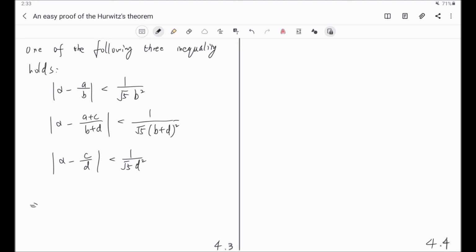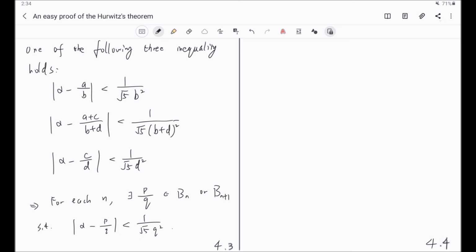And this tells us that for each n, there exists a pair p over q that is either in B sub n or B sub n plus 1, as in the Broca series, such that the absolute value of alpha minus p over q is less than 1 over square root of 5 times q squared. And this is the inequality that we want to get.